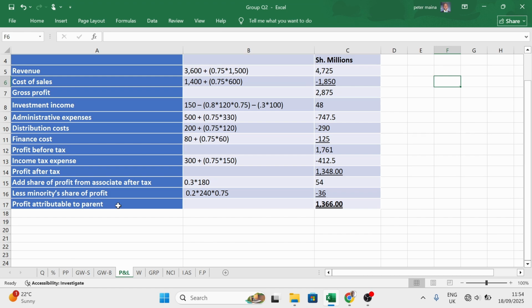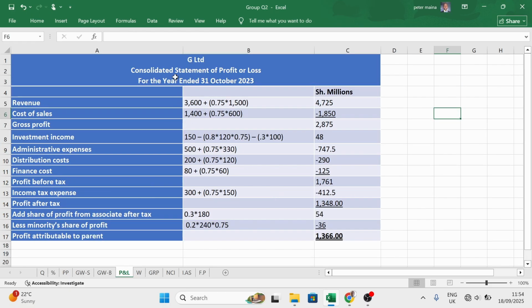Because you have eliminated what belongs to minority, now what remains is what belongs to the parent. And this is what we are going to take to the retained profit account. So that is all for the consolidated statement of profit or loss. It is usually the easiest part of the consolidated financial statements. As you can see, we did not deduct any goodwill impaired here. We are going to do that in the group retained profit account.